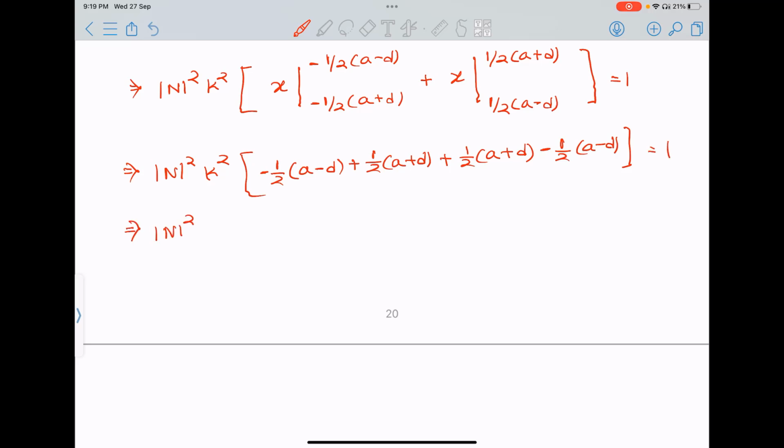So this will give me n square k square. These two will give me a plus d minus of a minus d.